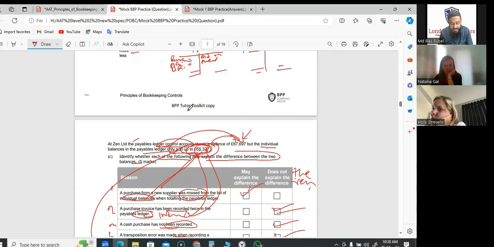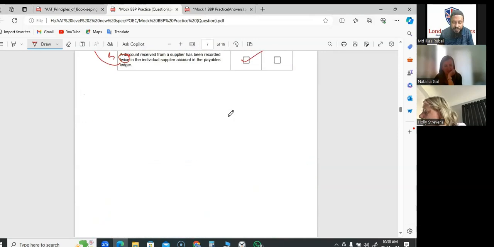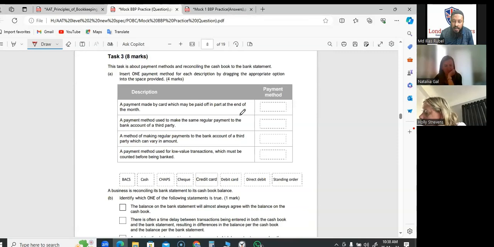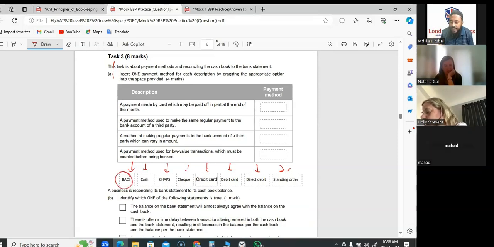Let me go to my next question. Question number 3. Before I read any of this, let's talk about these items on the screen. Banks automated clearing system. When you get paid directly into the bank, maybe your salary, mostly the salary we get, through banks or online transfer.